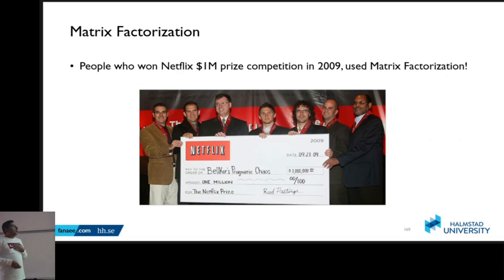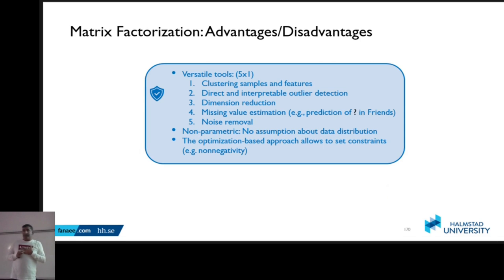And matrix factorization got popular in 2009 because the people who won the Netflix $1 million prize used matrix factorization in their approach. So it's quite popular in recommender systems. Netflix is still using matrix factorization in making recommendations. For instance, what movie you will be interested to watch tonight is exactly the same problem, isn't it? Just the estimation of those missing values. For instance, recommending to Joey, are you interested in Blue Eye? Something like that.